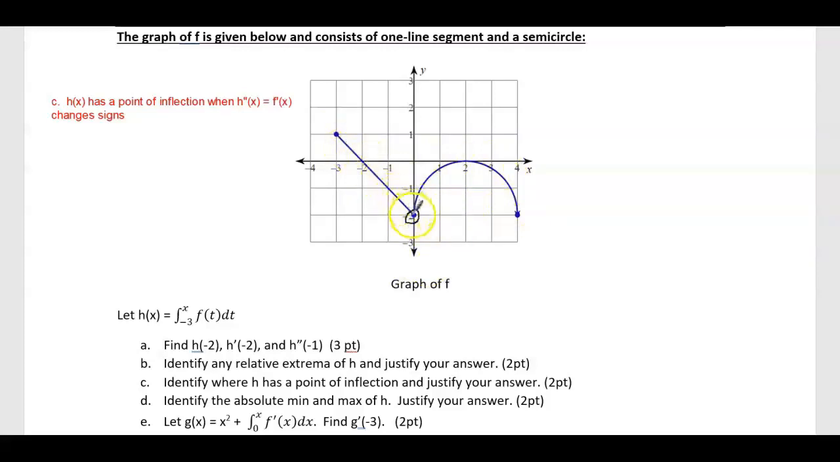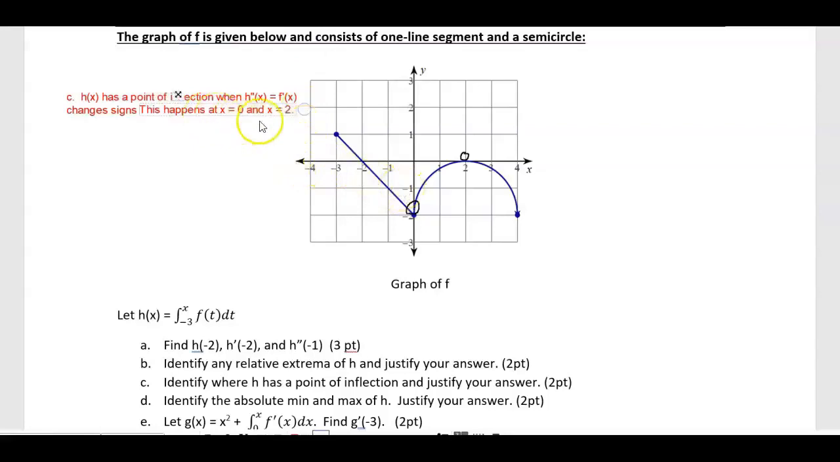because to the left it's the negative slope and to the right it's a positive slope. And the slope also changes here. To the left we have a positive slope, but to the right we have a negative slope. So there are two places where the slope of this graph changes. And therefore, that means there's two places where f prime changes. And if there are two places where f prime changes, those are the same two places where h double prime changes. And when h double prime changes, that means the concavity of h is changing, which means we have a point of inflection. So this happens at x equals 0 and x equals 2.